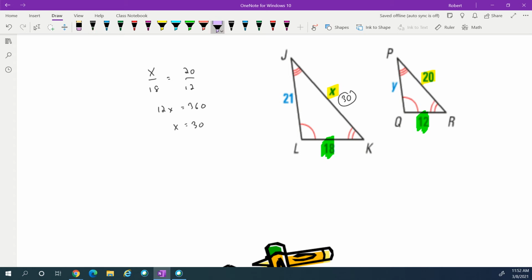Now I'm going to go ahead and solve for y. So I'm going to use the y and the 21.